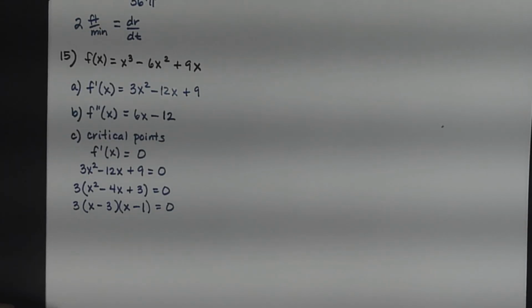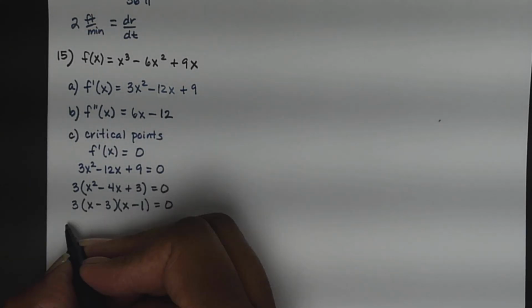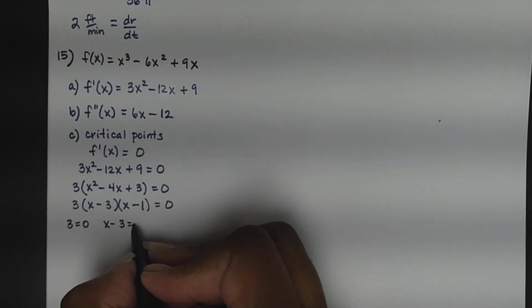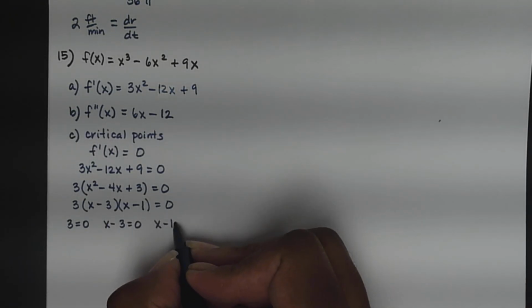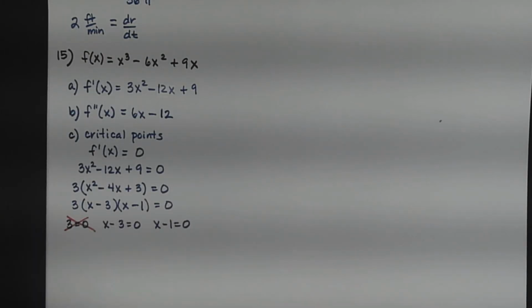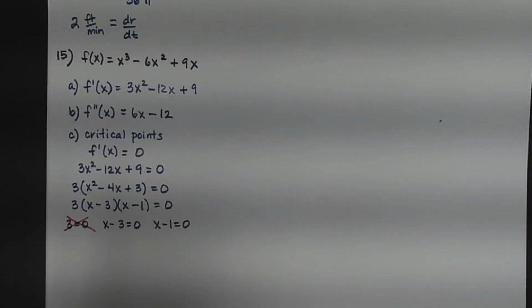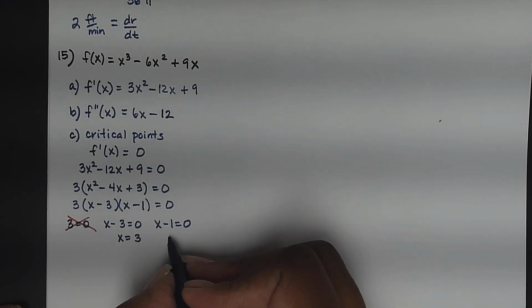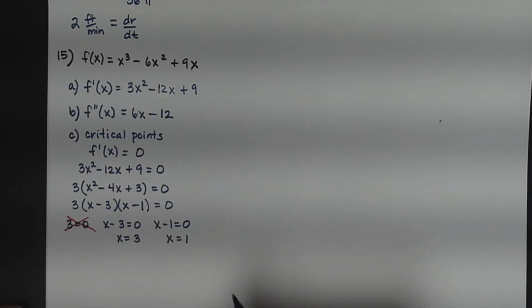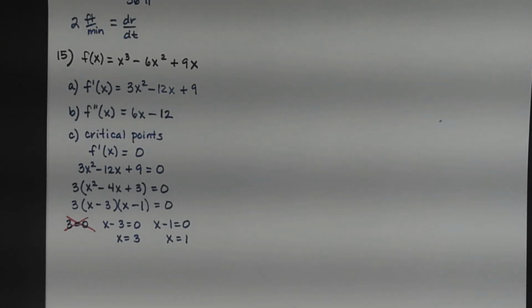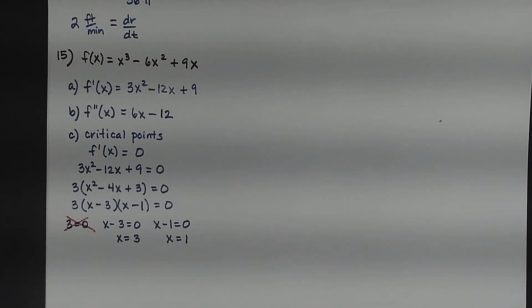Then we set each factor equal to 0 and solve for x. So I have 3 equal to 0, x minus 3 equal to 0, x minus 1 equal to 0. Well, 3 equals 0 is a false statement, so we can eliminate that. For x minus 3 equal to 0, x must be equal to 3. And for x minus 1 equals 0, x equals 1. So these are my two critical points, x equals 3 and x equals 1.